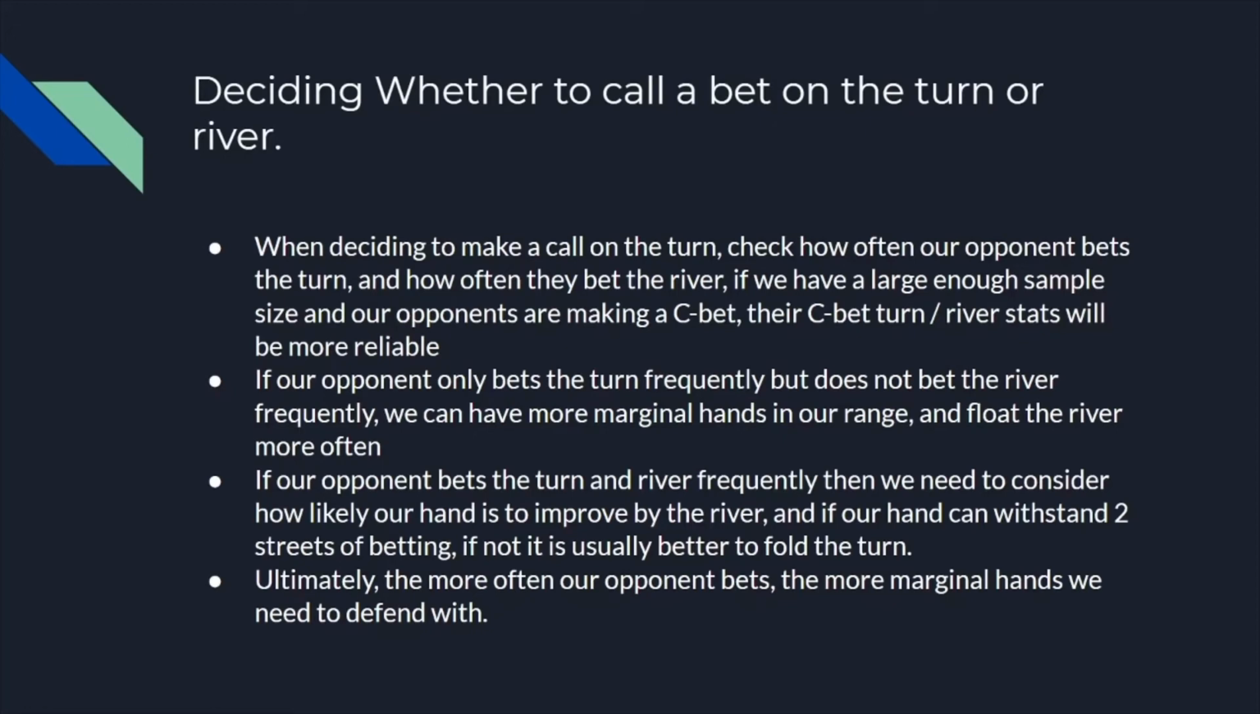Another important thing to consider is how likely our hand is to improve by the river. So obviously just kind of like a naked pocket pair is only going to have 2 outs to improve by the river. But something like a flush draw and a pair is going to have something like 15 outs, 12 outs, something like that to improve by the river. So ultimately, the more our opponent bets, the more marginal hands that we are going to need to defend with.